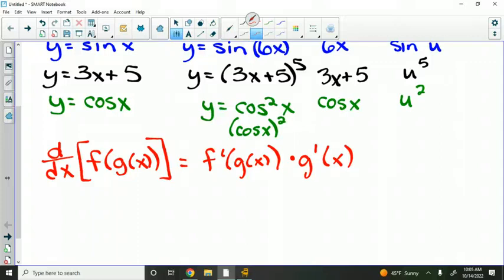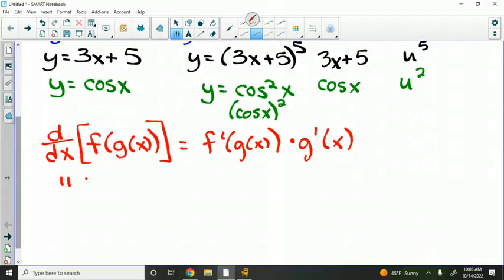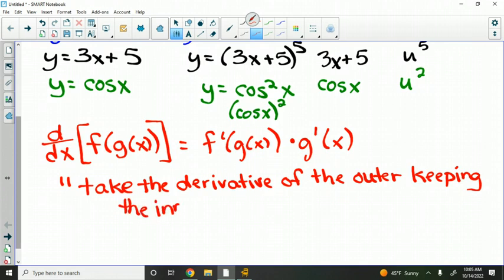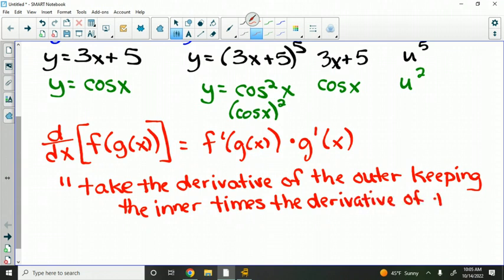Okay, now I've got a saying for you on this one too. If you like the formula, you can use the formula. I've got a saying, and here's what the saying is. Take the derivative of the outer, keeping the inner, times the derivative of the inner. And that inner and outer part comes just from what we're going to find like we did in the chart above. And so we'll be finding all of those as we go to derive our composites.